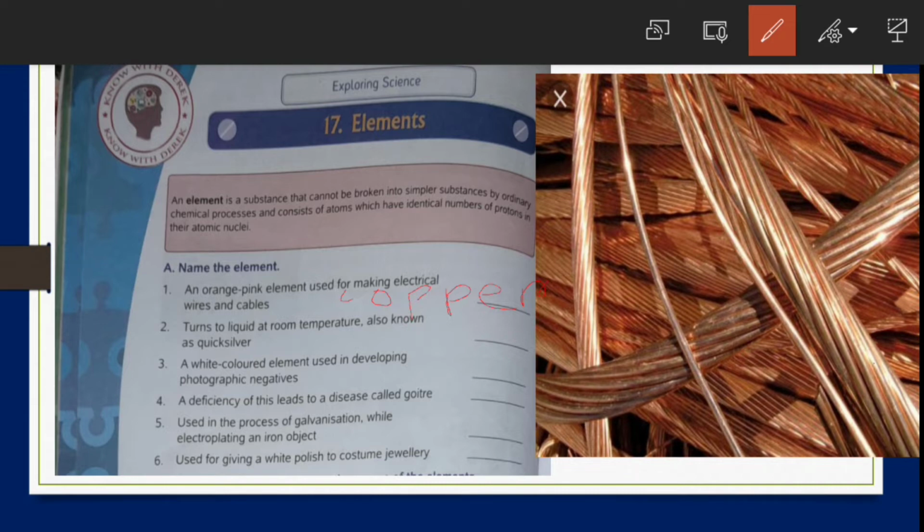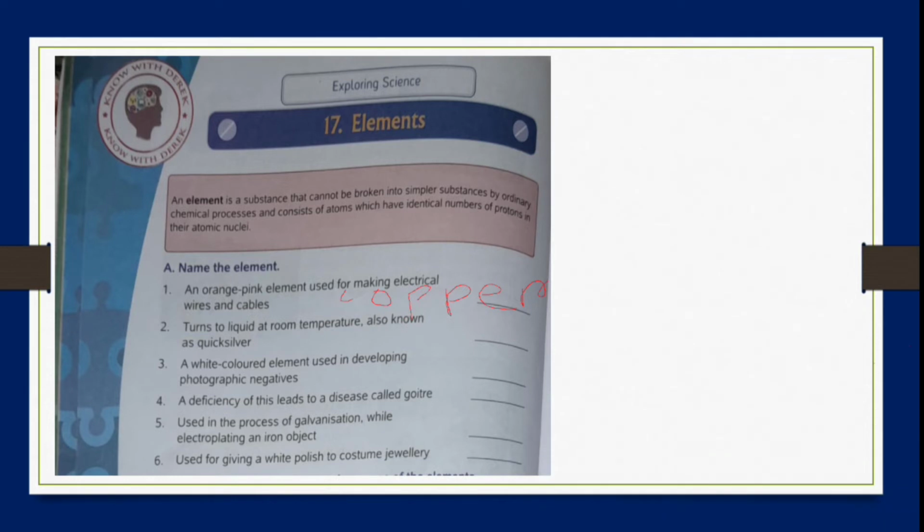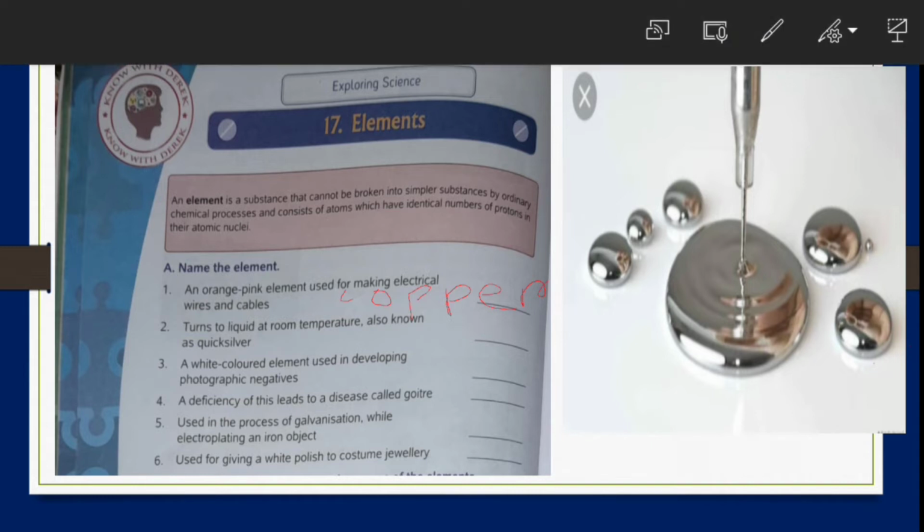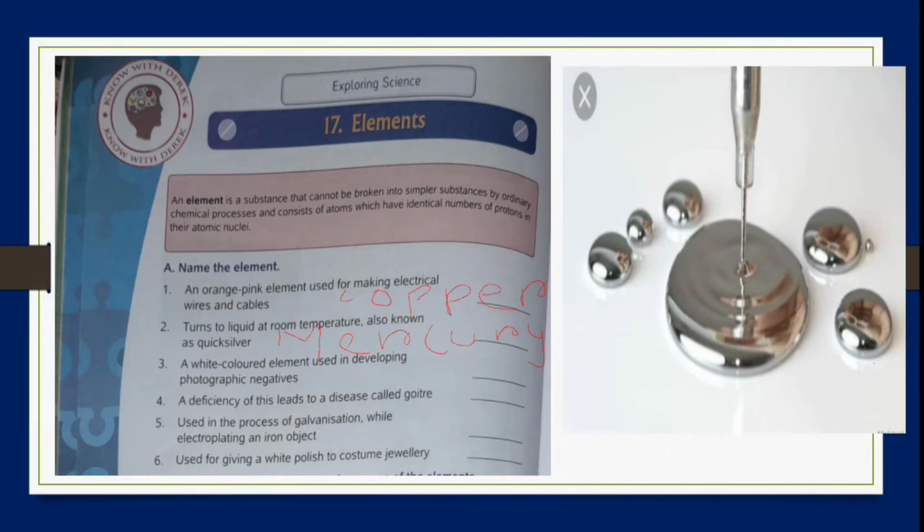Number two, turns into liquid at room temperature, also known as quicksilver. So here you can see this is a liquid at room temperature, and it is also known as quicksilver. And this element is known as mercury. Okay, so you will write mercury. Okay, students. Now number three. Let's go to number three, children.